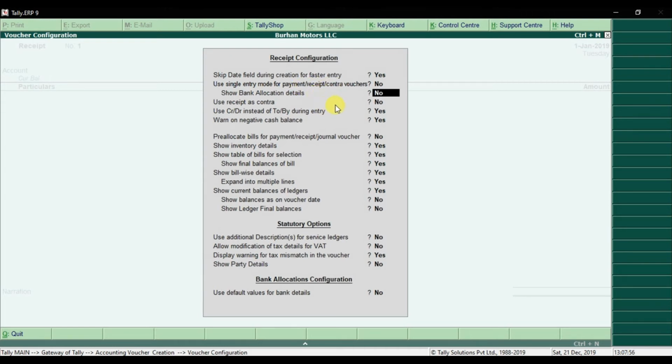Now focus, look here. This is use credit and debit. You can use debit or credit symbols, or you can use To and By. For me it is easier to use debit or credit symbols. By default that option is no, so you need to make that option yes, because I want to use debit and credit. Make that option yes, enter, and Control A.